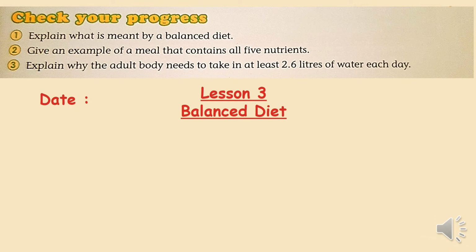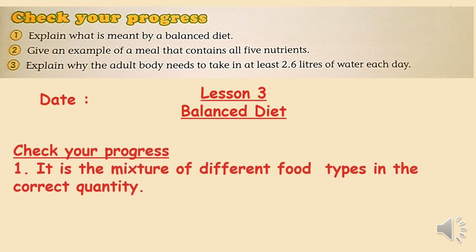Now you can open your notebooks. Let's answer the questions of check your progress. Don't forget to write your date and the topic, lesson 3, balanced diet. Now, question 1 says, explain what is meant by a balanced diet. What is a balanced diet? Yes, it is a mixture of different food types in the correct quantity.